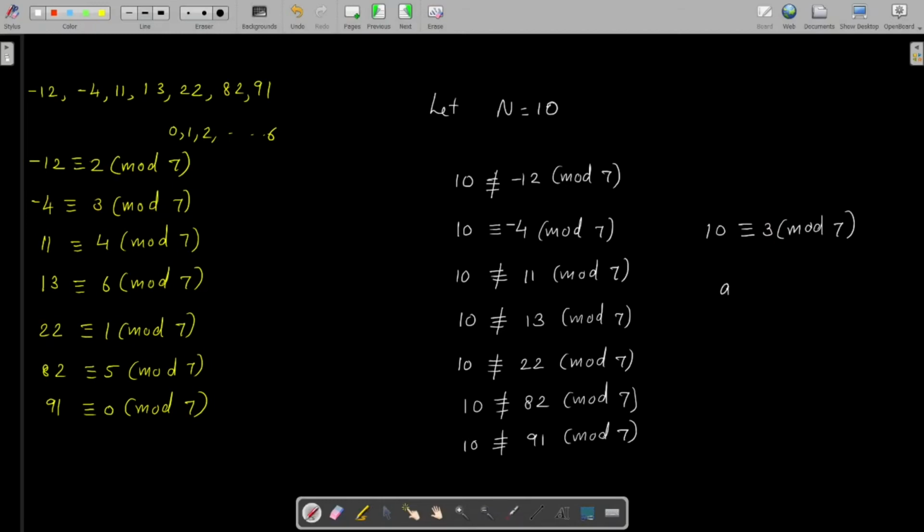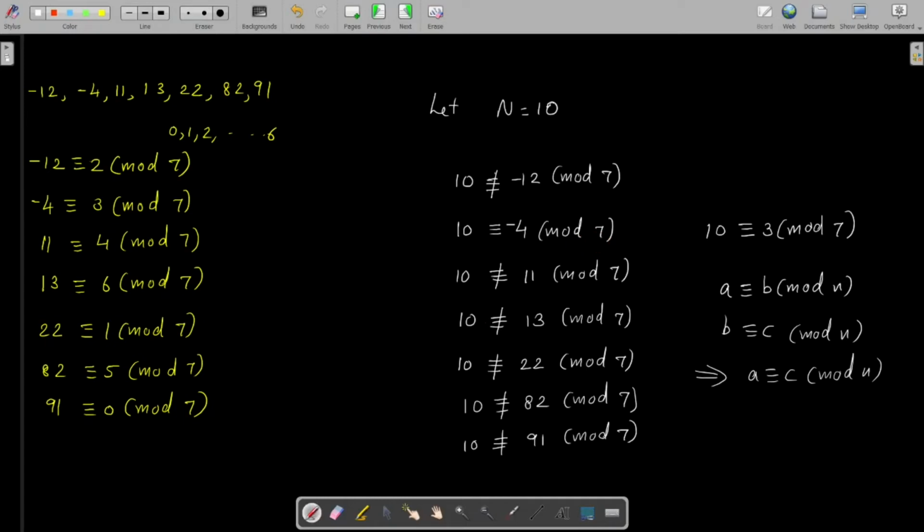Later we will study a result that if A is congruent to B mod n and B is congruent to C mod n, then this implies A is congruent to C mod n. That is what happened here. Here 10 is congruent to 3 mod 7, and that 3 is congruent to minus 4 mod 7. Therefore, 10 is congruent to minus 4 mod 7.